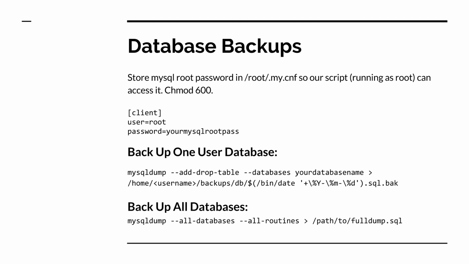You can list multiple databases here, but we're simply going to choose our database. It'll be our database name, the database for the site that you're backing up. And then you use this output redirection symbol at the end of the line, the greater than symbol, which really just points the output from that mysqldump command, which will just be a huge amount of SQL, to a file. And that file will be /home/username/backups/db/bin/date-year-month-day.sql.bak.